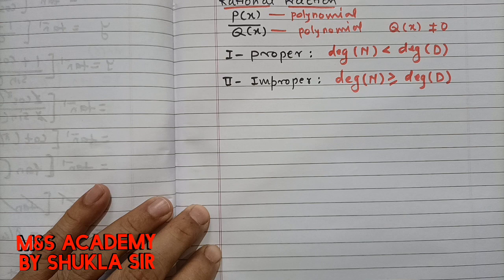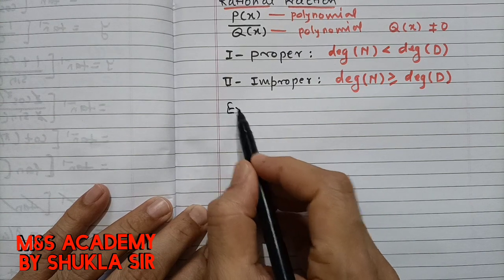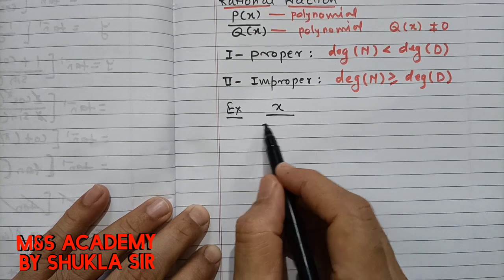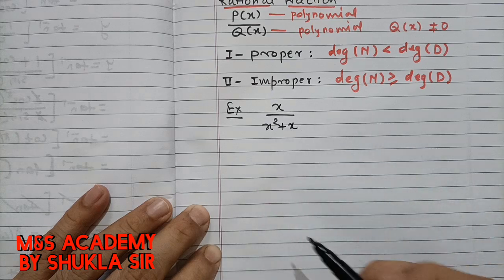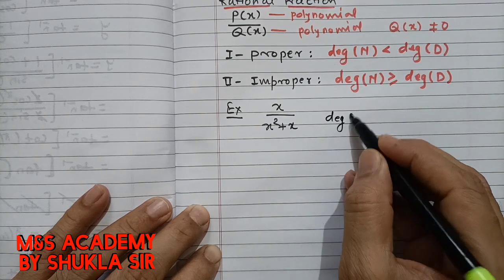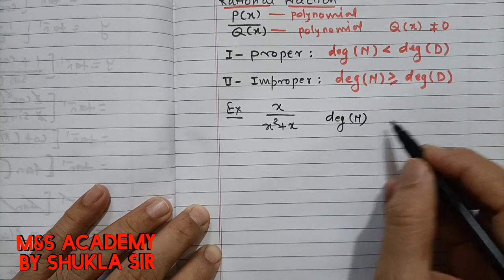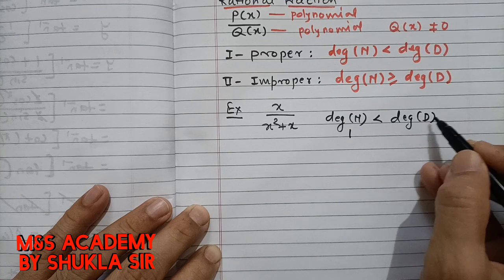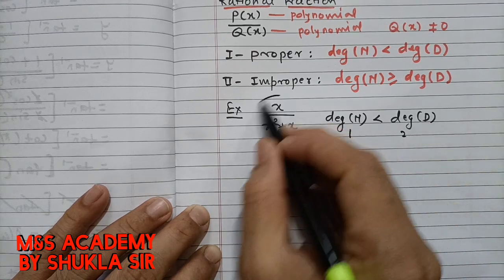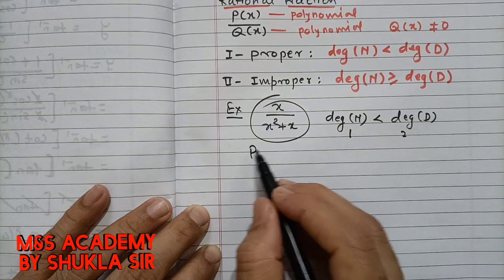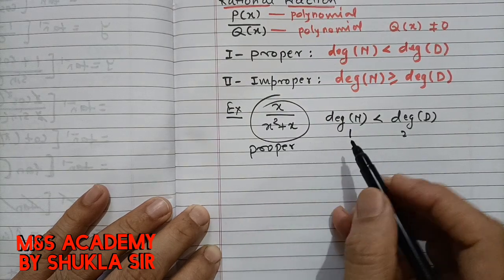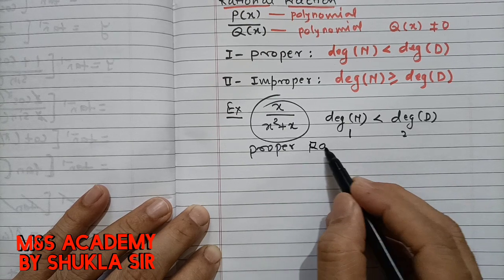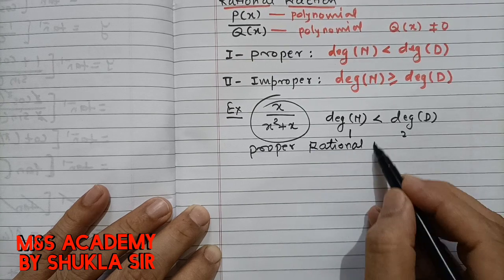For example, x by x square plus 1. Here we can see the degree of numerator is 1, which is obviously less than degree of denominator, which is 2. So this one is your proper rational fraction.